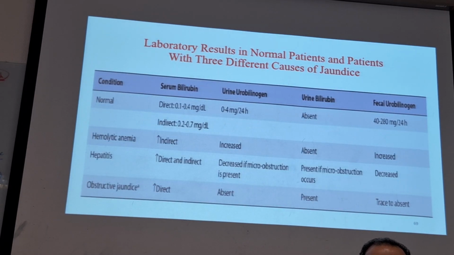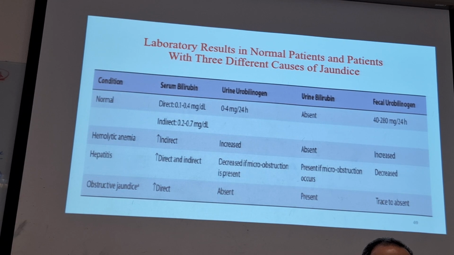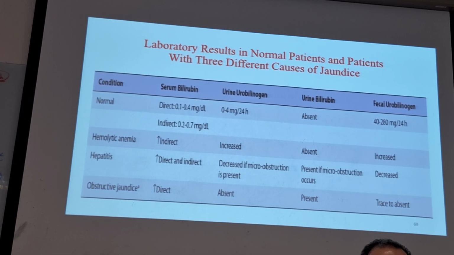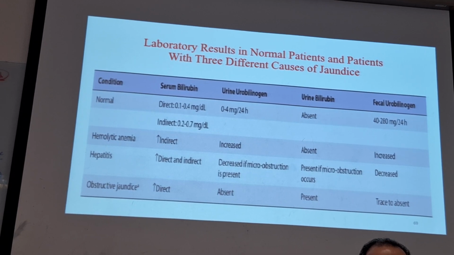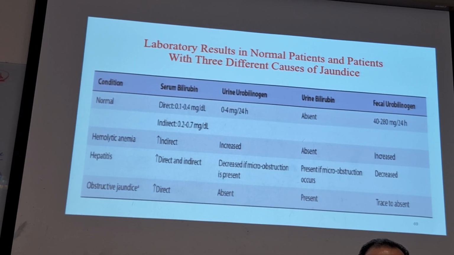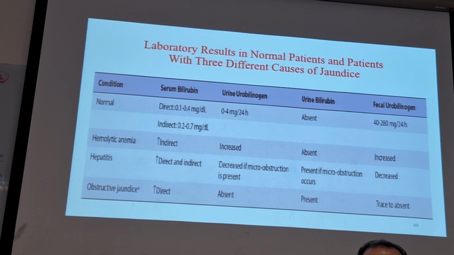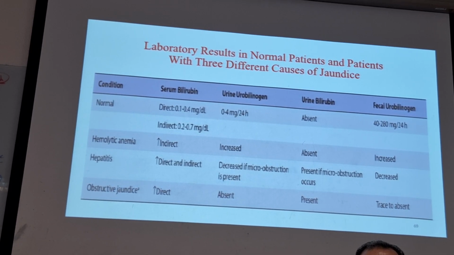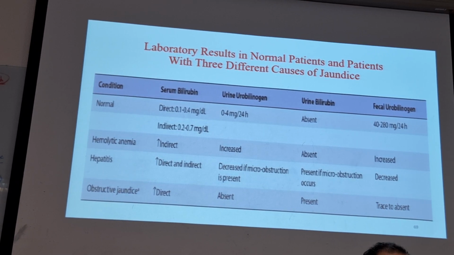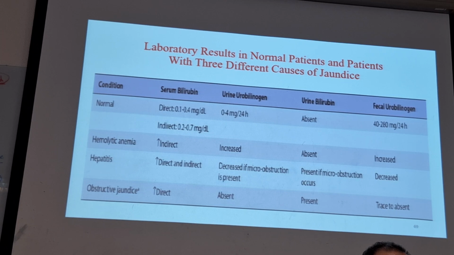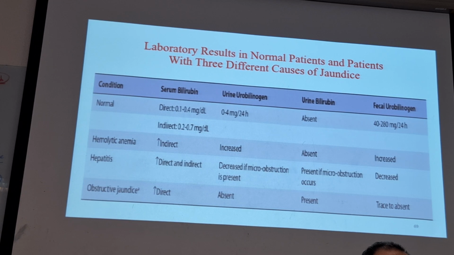So overall, you can look at this table. In normal people, serum bilirubin, indirect and direct, urine urobilinogen per 24 hours, and urine bilirubin is absent, and fecal urobilinogen is discernible. But in hemolytic anemia, indirect is increased, urine urobilinogen is also increased, bilirubin in the urine is absent, and fecal urobilinogen is increased.